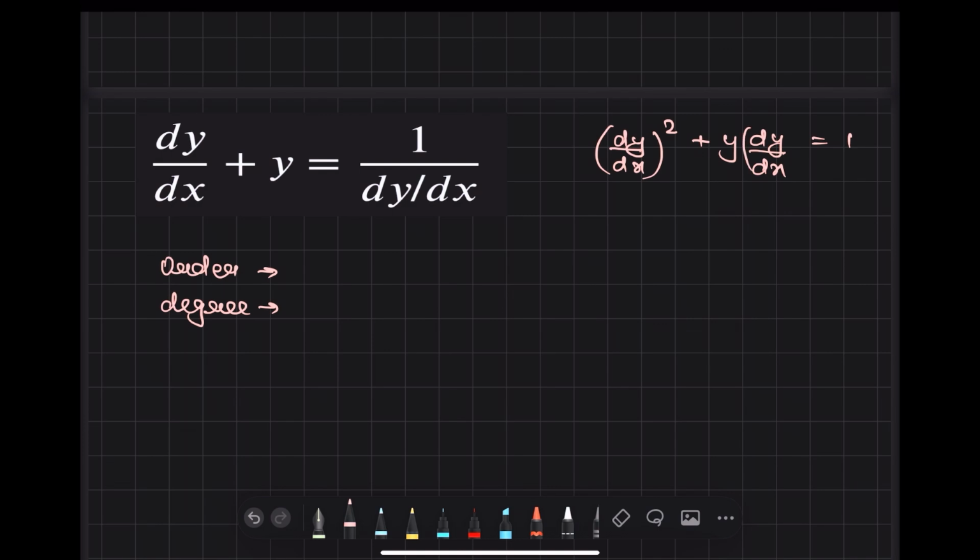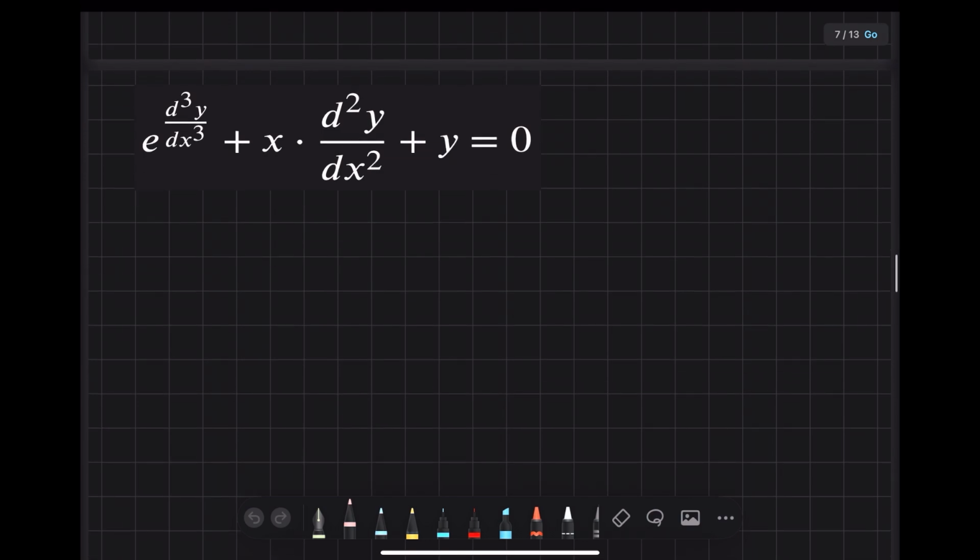Now things are done. Okay, so what is the order? The highest number of times you have differentiated is only once, so the order is 1. Both are differentiated once. So what is the degree? The highest power of the highest differential. Look at this, both are highest, right? But this one carries power 2 and this one carries power 1. So what is the highest power of the highest differential? It's 2. So its degree is 2. I hope things are clear.